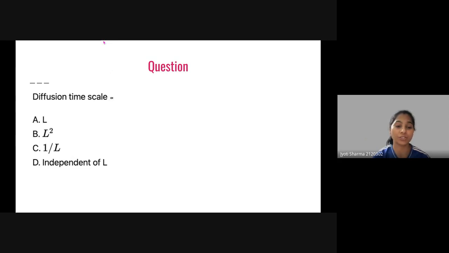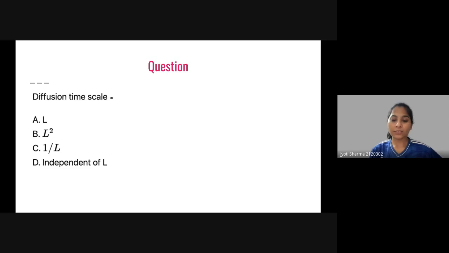Yeah, a little tricky question. If you have diffusion time scale, this diffusion time scale is directly proportional to L, L square, 1 by L, or independent of L. L is the thickness of your boundary or interface, you can say. A little tricky one because it needs partial derivatives, so I don't expect you to give me the right answer.